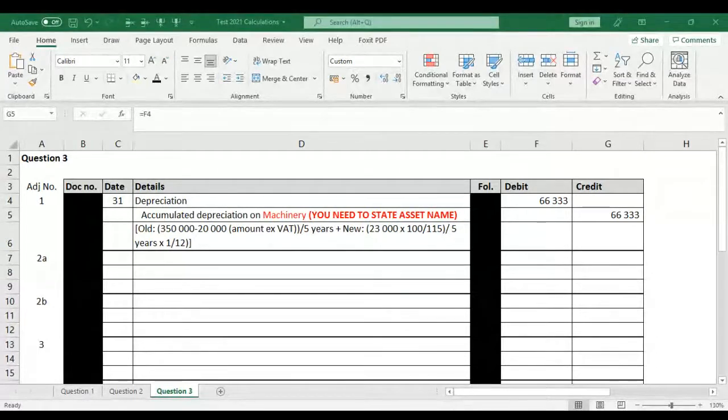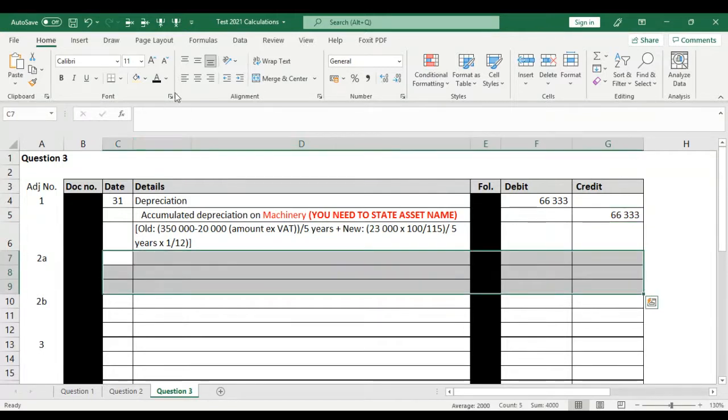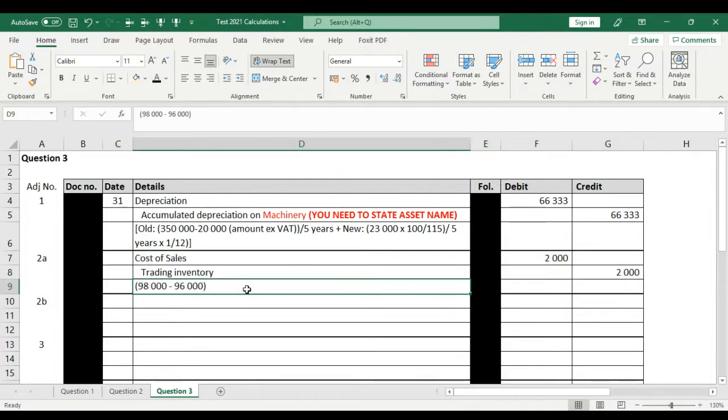Okay, so for the first entry, we said we are recording our trading stock. Now, the first one we said trading inventory is currently shown as 98,000, but it should only be 96,000. Now, to correct the balance, we will decrease your trading inventory with that 2,000 Rand, and then we would increase our cost of sales with that 2,000 Rand. Okay, so that is how we correct trading inventory balance based on the stock take.